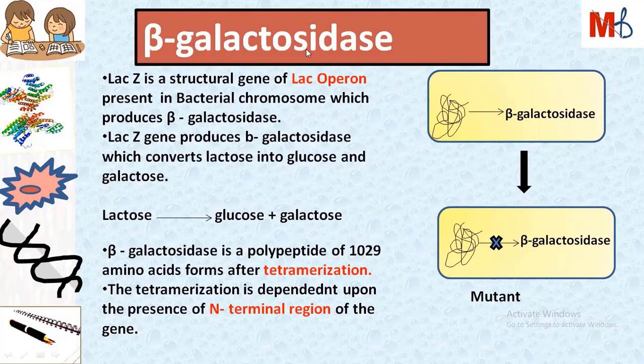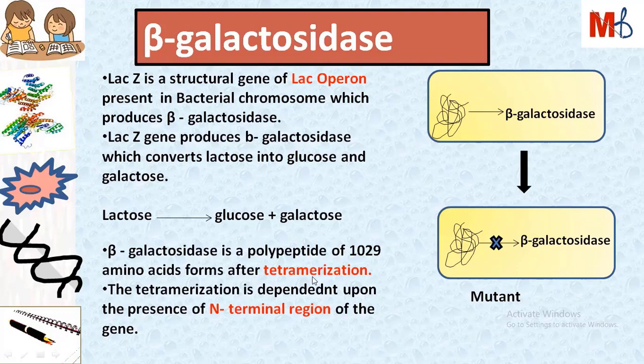First, let's talk about the beta-galactosidase gene. This beta-galactosidase gene, or we can say the lacZ gene, is a structural gene of the lac operon, which is present here in this bacterial chromosome. This lacZ gene produces the beta-galactosidase enzyme, and this enzyme converts lactose into glucose plus galactose. Right? And this beta-galactosidase is a polypeptide of 1029 amino acids, and it forms after tetramerization.